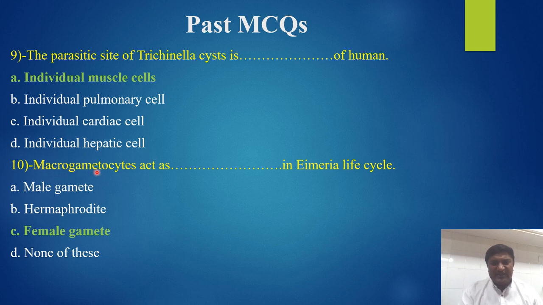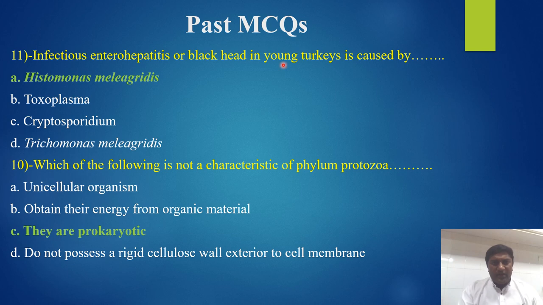Next is the macrogametocytes act as dash in Eimeria life cycle: male gamete, hermaphrodite, female gamete, none of these. The female gamete is the answer. So the infectious enterohepatitis, or it is also called the blackhead in young turkeys, is caused by dash: Histomonas meleagridis, Toxoplasma, Cryptosporidium, Trichomonas gallinae. So the Histomonas meleagridis is the answer of this MCQs.